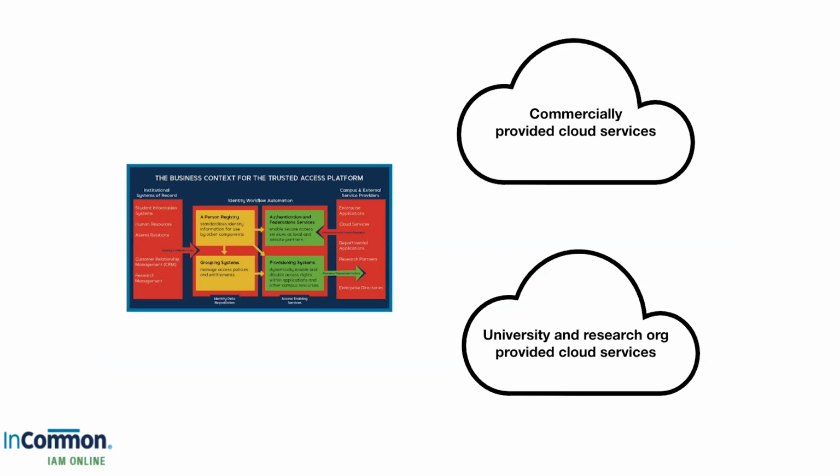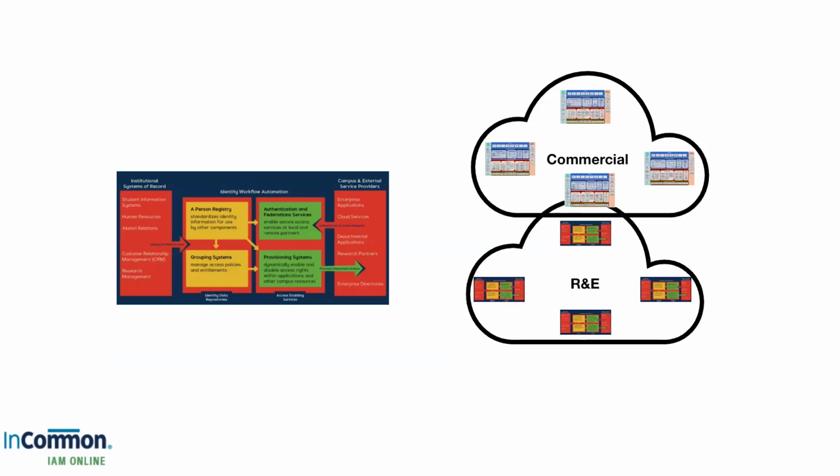But you also want to connect that infrastructure and those capabilities to capabilities that are provided off campus. They could come in the form of commercially provided cloud services and university and otherwise research organization provided cloud services. Each one of those services exists in an environment where they do IAM as well. They have to. You can't provision services in a digital context without having an IAM infrastructure.